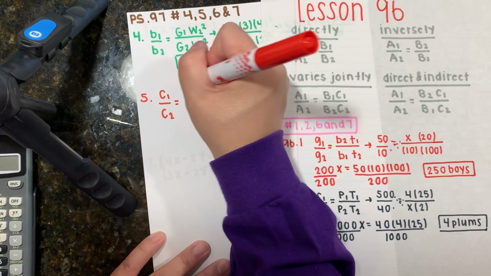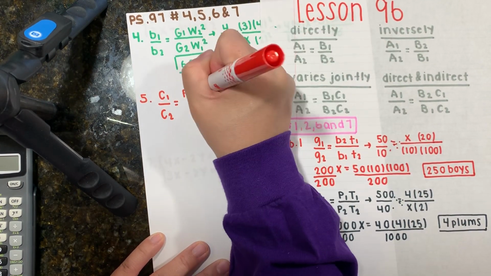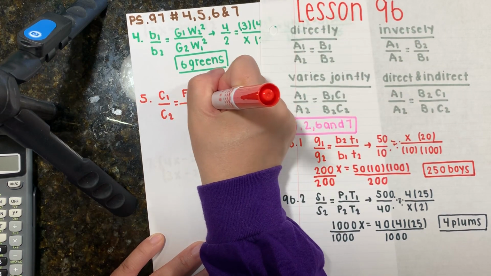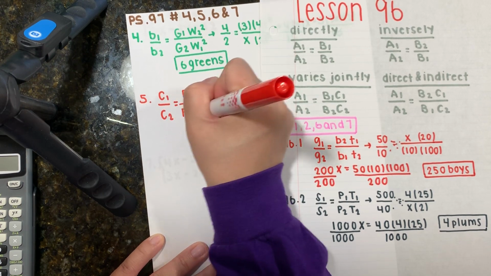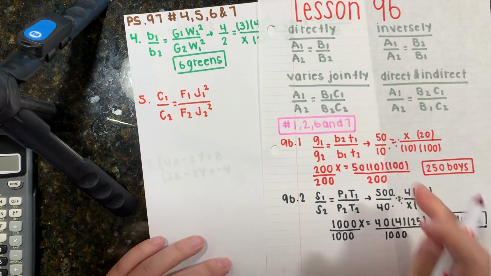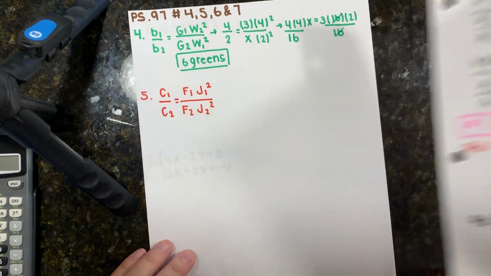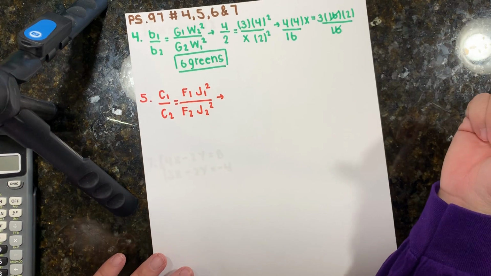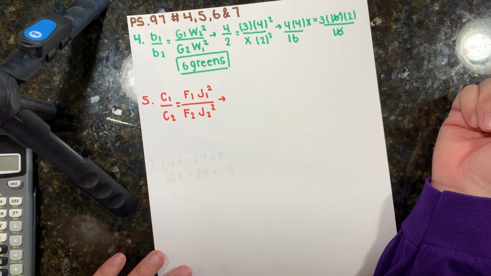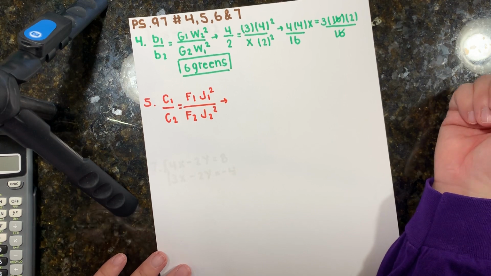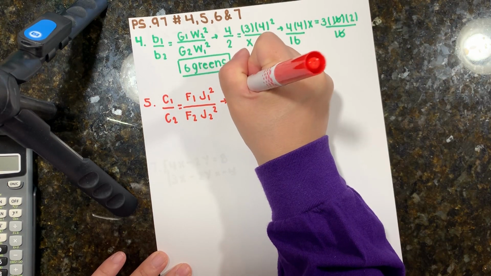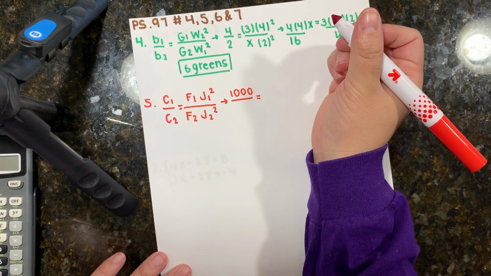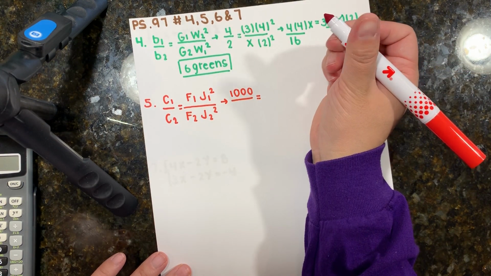It's varying jointly to the fans and the square of the jubilation factor. So fans and jubilation factor, but don't forget you have to square that. And then it would be over F2, J2 squared. Okay, so that was all from lesson 96. Now I'm going to go and start inputting my variables. So it says there are 100 fans, the jubilation factor was 4, and there are 1,000 cheers. Okay, so 1,000 cheers would be my initial. And then my fans would be 100.